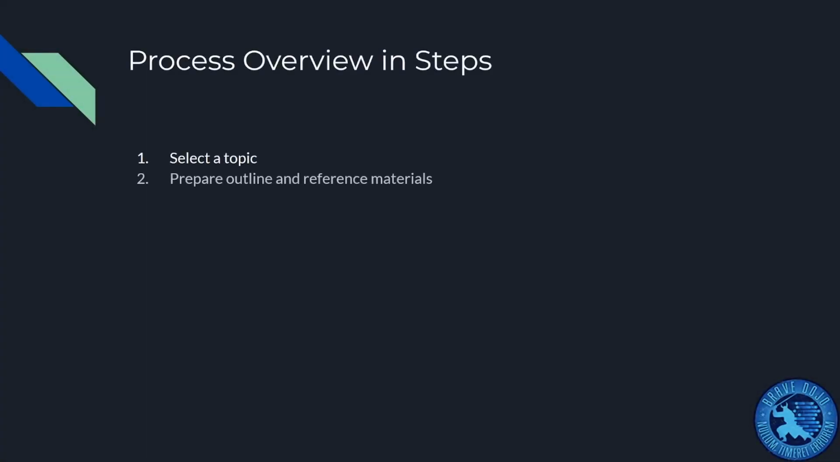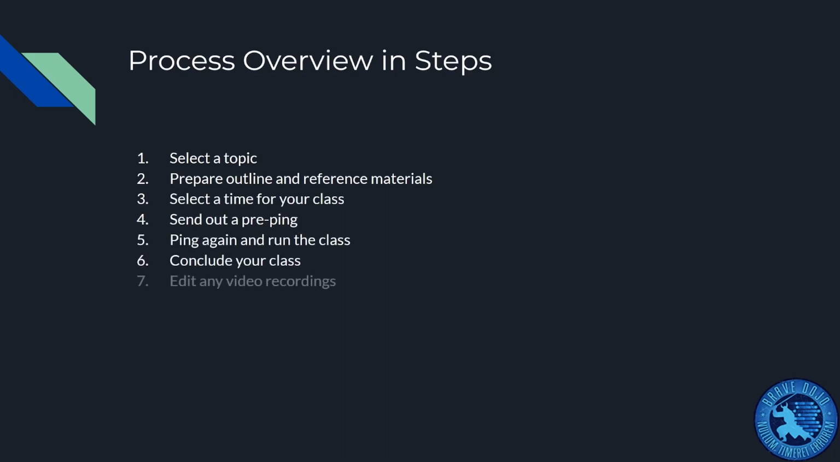So the process is not super complicated. Essentially, you'll want to select a topic that you want to teach about. You'll do perhaps a little prep work, gather any reference materials you might need. You'll select a time for your class and send out a pre-ping for that time so that people know when it's happening. Then you'll ping again and run the class. Then there's a few things to do towards the end of your class. And you'll edit any video recordings you made and submit that video and a payment form, and then you're all done. Let's dig into each step just a little further.